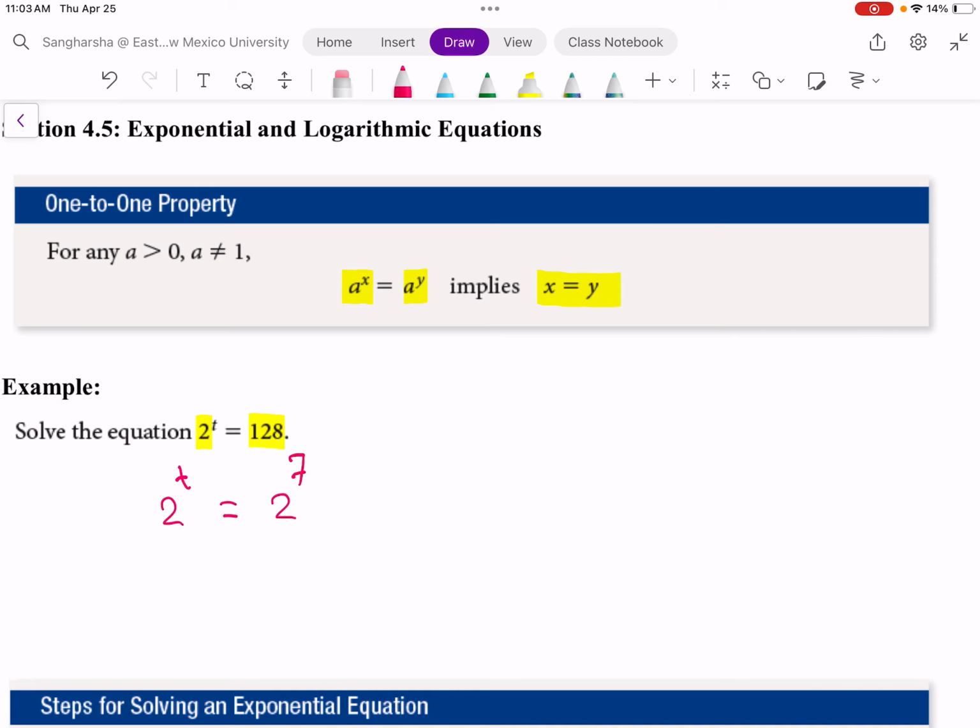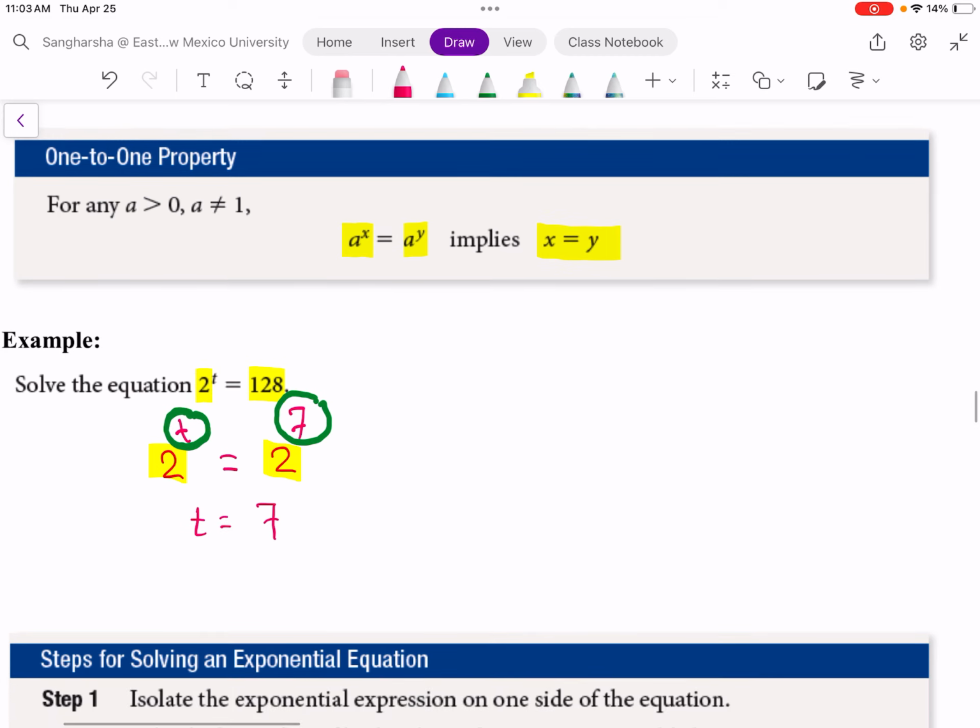Every time you have an exponential equation, always try to make the same base. Now we have the same base, 2 on the left, 2 on the right, and if this is the case, then our exponents have to be equal to each other. So the exponent t from the left side and the exponent 7 on the right side are equal to each other. It means our t is 7. Solving an equation means we are finding the value of the variable, right? Our variable is t, and we found t is 7, and this is our final answer. So always we try to make the same base on both sides.